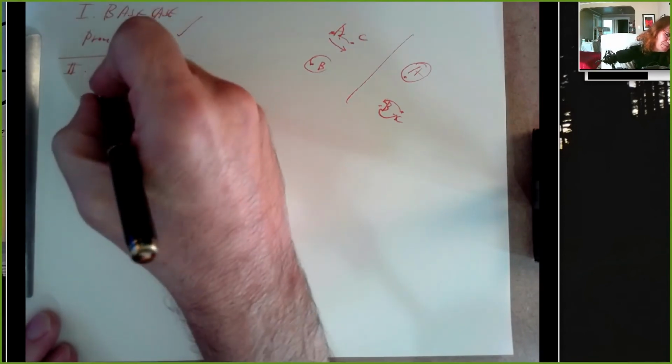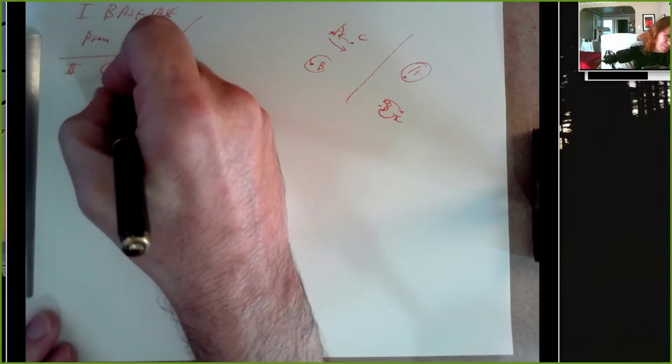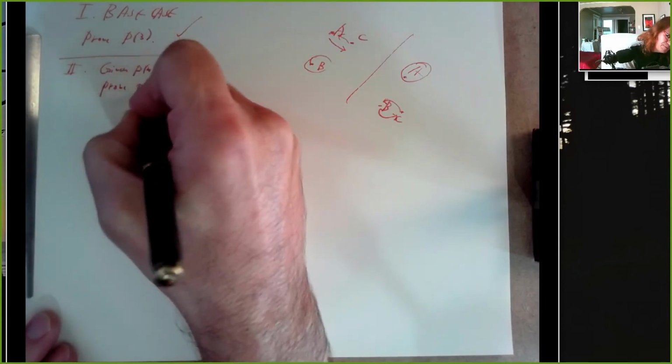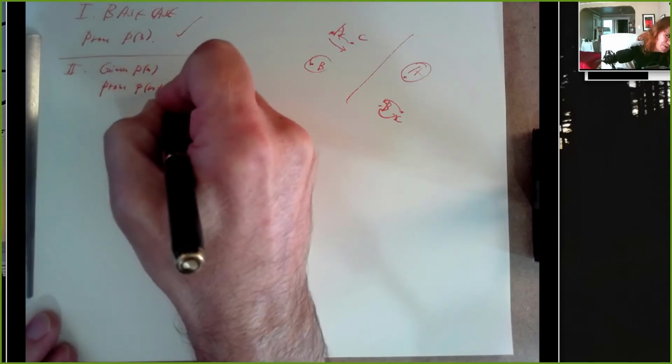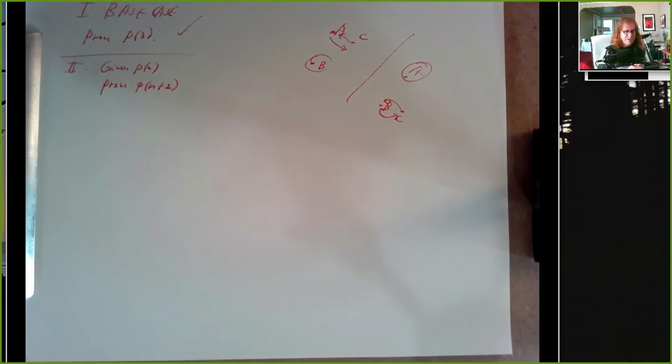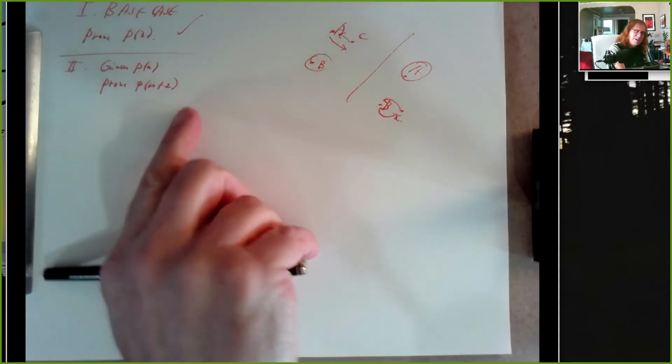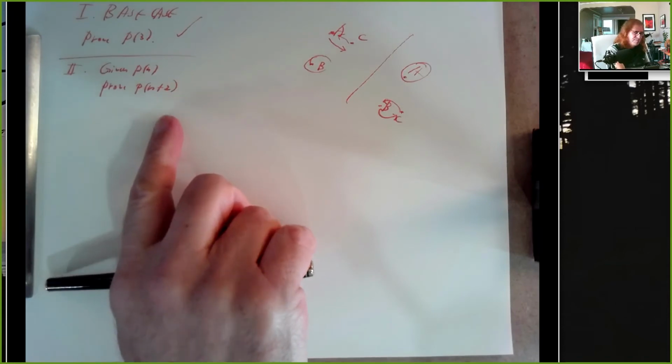Okay, step 2. Given P of n, prove P of n plus 2. So we're doing a slightly different version of induction here, because we only want to prove this for odd n. So I've proven my base case P of 3. Let's prove if P is true for n, it's also true for n plus 2.